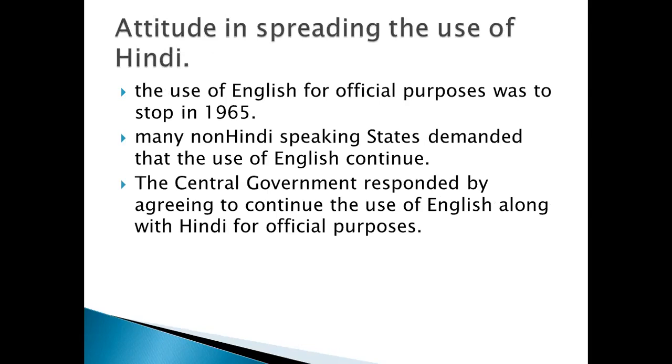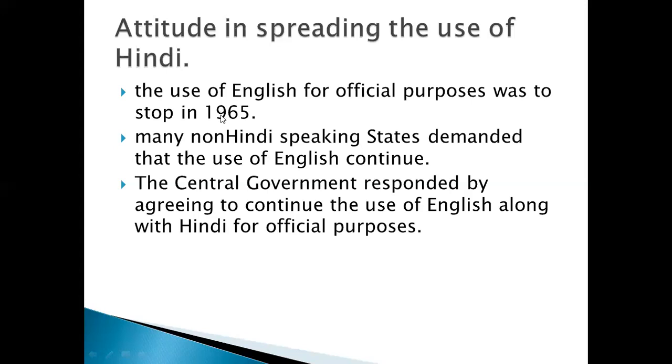Now, let us see about the attitude of the government in spreading the use of Hindi. Did they use very radical measures to spread Hindi, or were they very lenient towards other languages also?